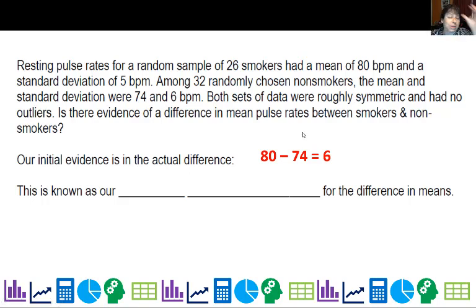So you could almost make a small argument for that. But that's a beginner statistician argument. This value right here, again, is called our point estimate.